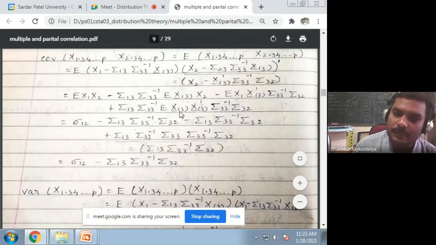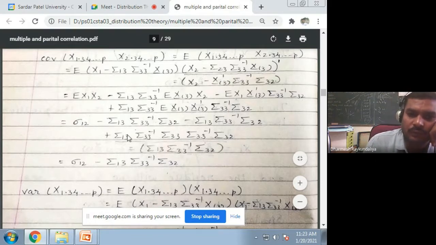And what is the expectation of x3 x3 transpose? It is sigma 3 3. So this sigma 1 3 sigma 3 3 inverse is nothing but sigma 3 3, and then sigma 3 3 inverse sigma 3 2. So what happens? This becomes the identity.